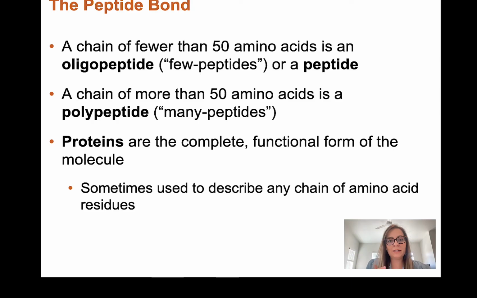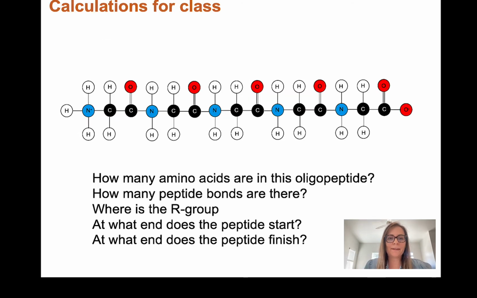So we're going to be looking at in class some examples of oligopeptides, so just really short sequences of amino acids. And then once they're fully folded, we'll call those proteins. Sometimes protein is used to describe any chain of amino acid residues too. So if you have a question about what we're referring to, definitely feel free to ask, and I'm happy to clarify.